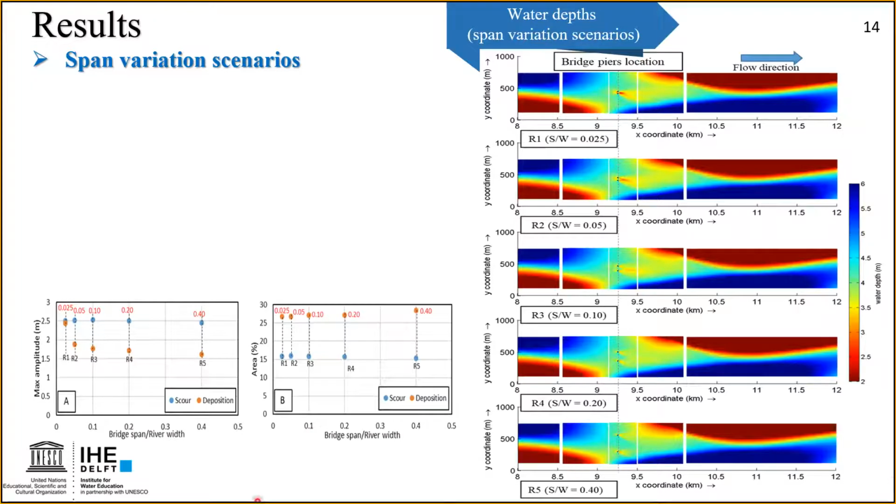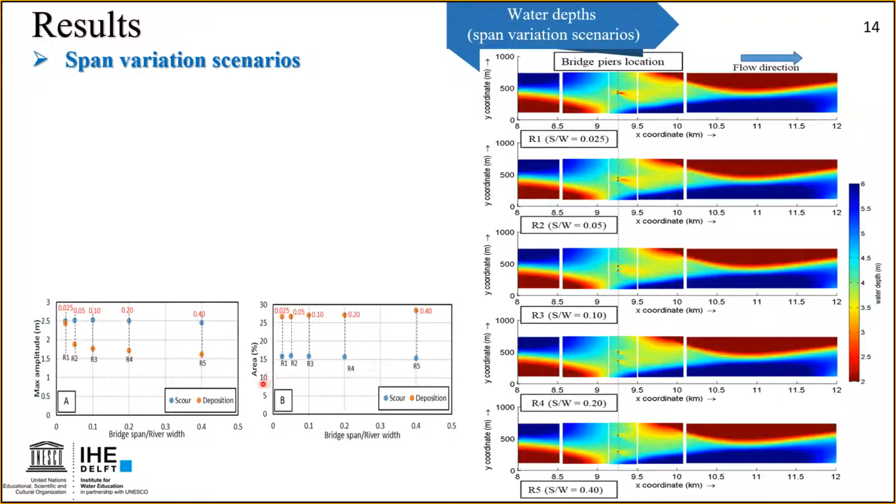We can have a look at the numerical analysis as well. In these two charts, here is the relation between the area of scour and deposition and the bridge span, and here is the maximum amplitude of scour and deposition with bridge span. We can see that the area of deposition in all scenarios is larger than the area of scouring, while the maximum amplitude of scouring is larger than the maximum amplitude of deposition.